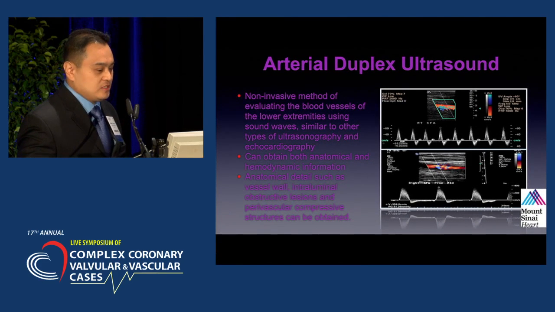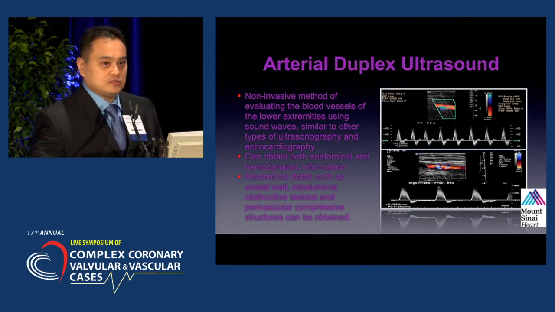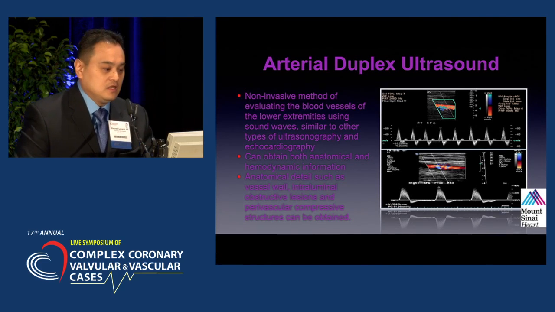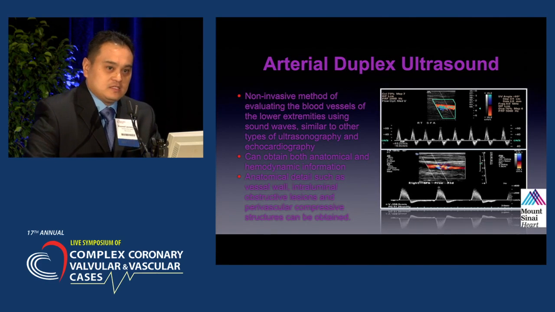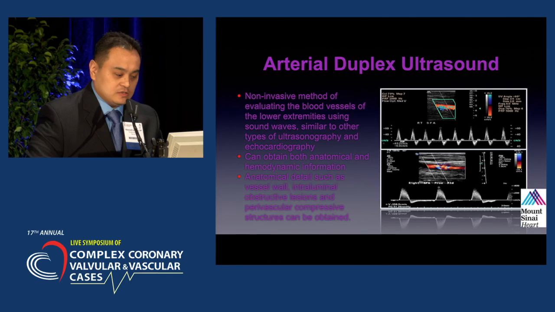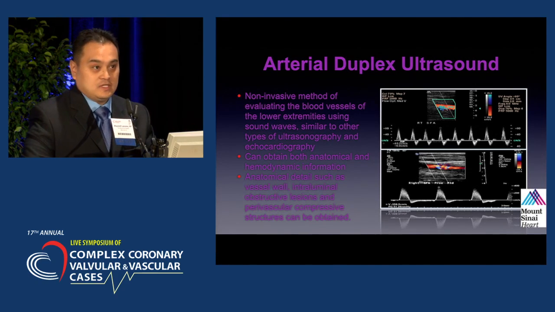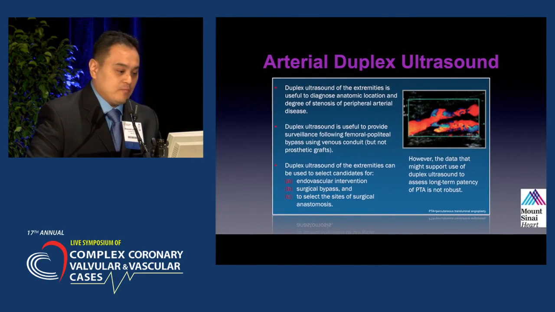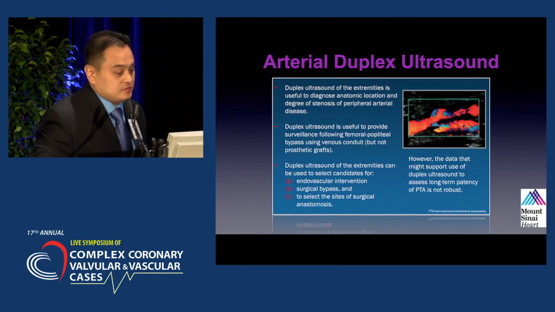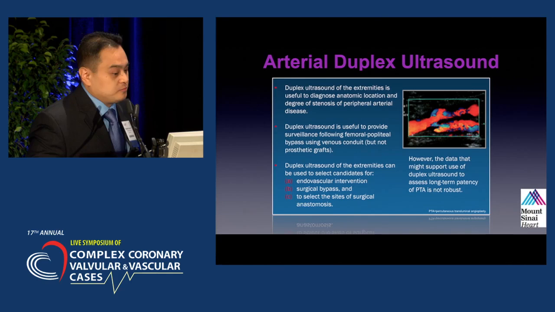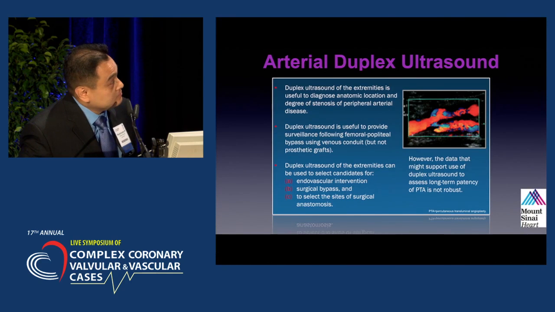So the next step to ascertain if the patient has some sort of peripheral arterial disease is arterial duplex. This is a good test that we do in the hospital. It could show us details of the vessel wall, intraluminal obstructive lesions, and structures in the arterial bed. Duplex ultrasound of the extremities is useful for diagnosis of anatomic location and degree of stenosis of peripheral arterial disease.